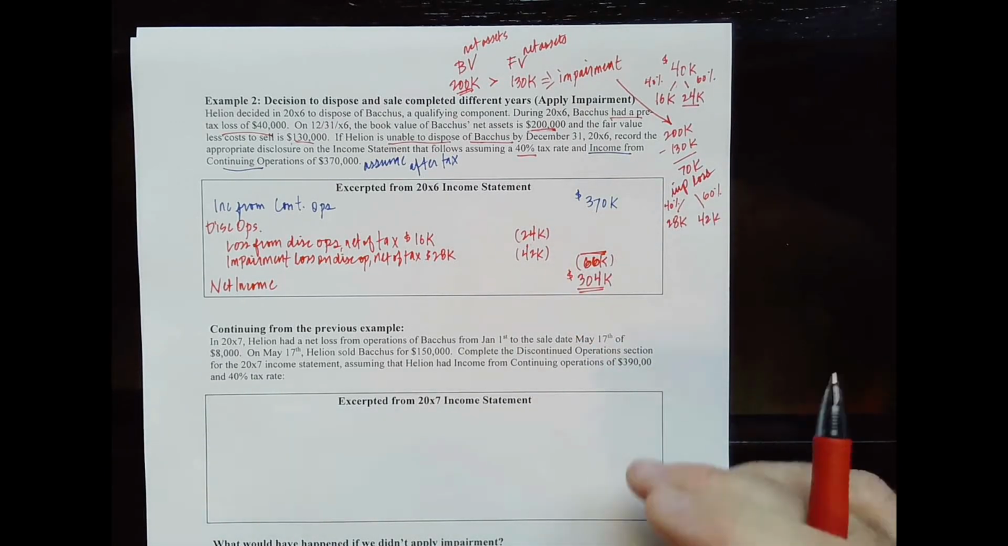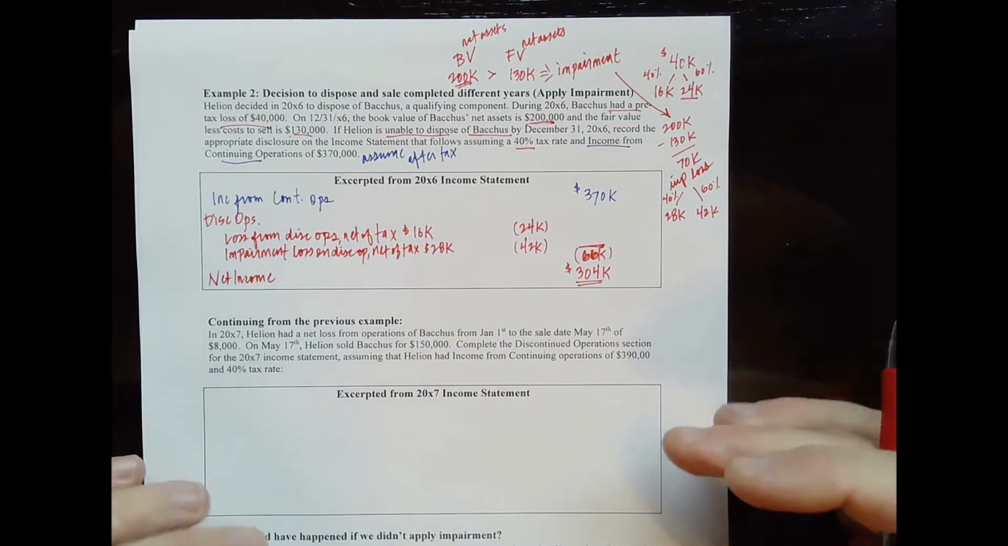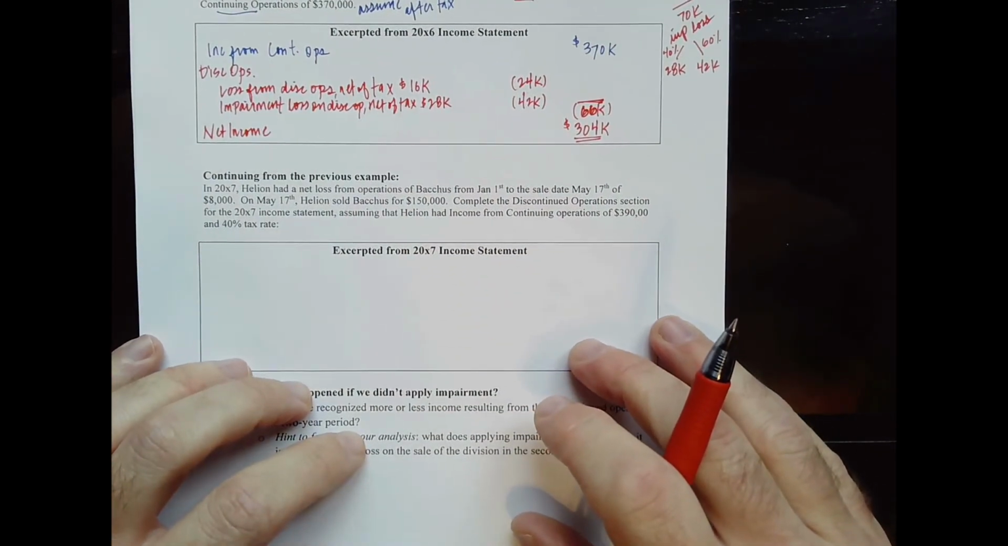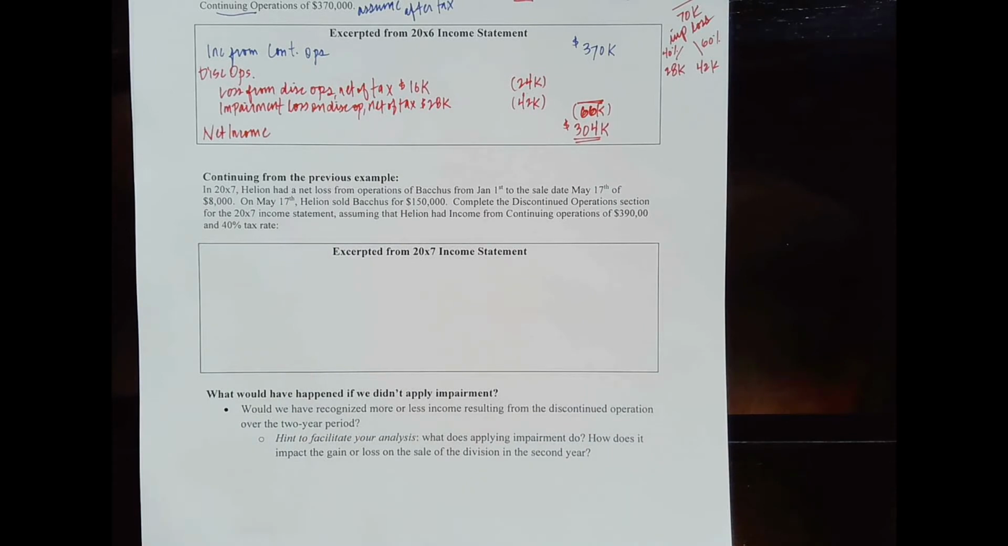That is in the year that we decide to dispose with the application of impairment. Now, continuing from this example, Hellion had a net loss from operations from January 1st to the day of sale, May 17th, of $8,000. On May 17th, Hellion sold Bacchus for $150,000.